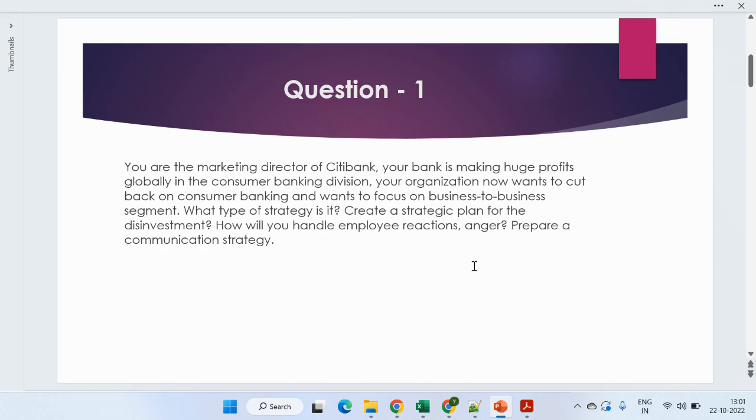Secondly, employees are changing, the communications are changing, the consumers are changing. So that's why we need to think about how we communicate the same stuff to the customers. So I find that they have written how you handle employee reactions or anger. It's not the employee, it's basically the customers, because you are ending their accounts.